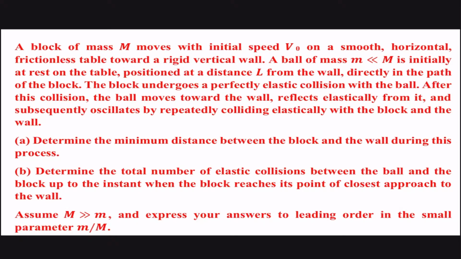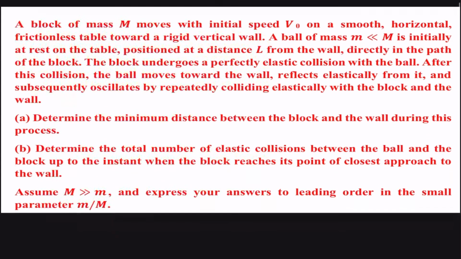So the first question, it is asked that a block of mass M moves with initial velocity v0 on a smooth horizontal frictionless table towards a rigid vertical wall. A ball of mass small m, which is very much less than capital M, is initially at rest on the table, positioned at a distance L from the wall, directly in the path of the block.